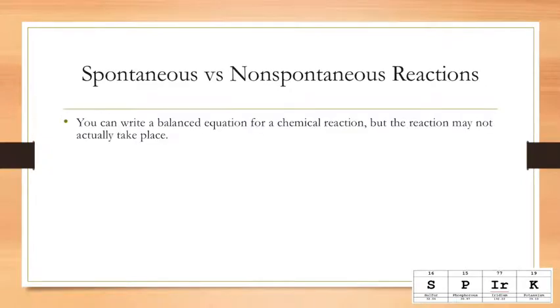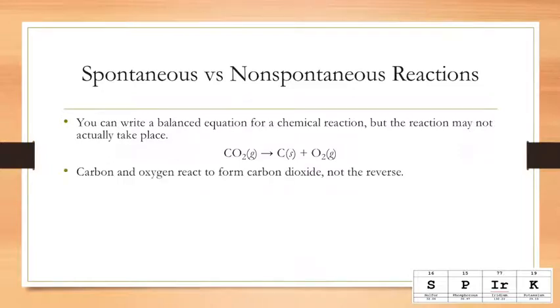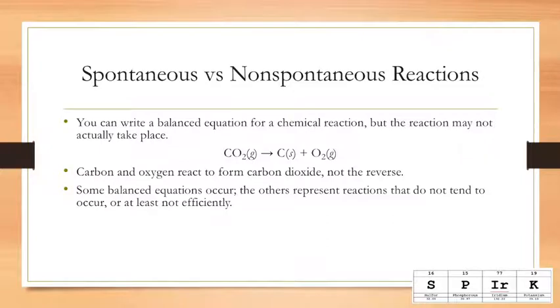You can write a balanced equation for a chemical reaction, but the reaction may not actually take place. So we have carbon dioxide gas yielding carbon solid plus O2 gas. Carbon and oxygen react to form carbon dioxide, but not in the reverse manner that this is written above. Some balanced equations occur, the others represent reactions that do not tend to occur, or at least they don't occur efficiently.